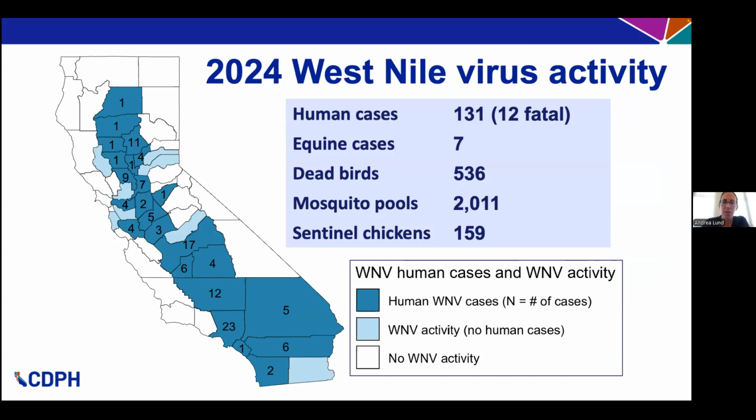And so this is a snapshot of where West Nile virus activity was reported last year in 2024. There are about 24 counties statewide that had human cases and an additional 8 counties that had environmental activity, so detections in mosquitoes or dead birds or sentinel chickens, but without human cases. And so that amounted to a total of 131 human cases, including 12 fatalities. Next slide.